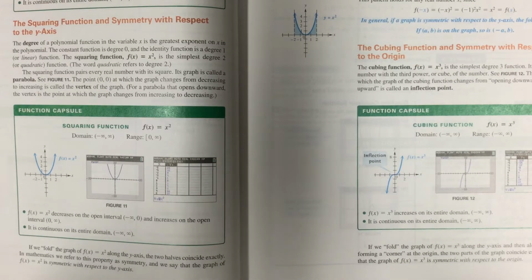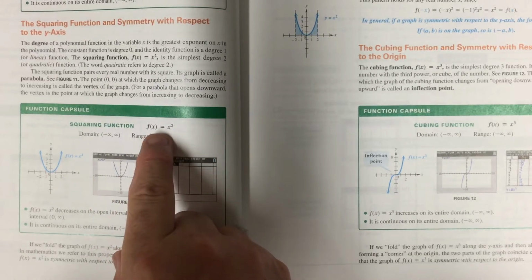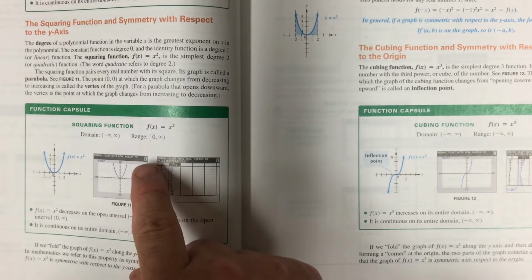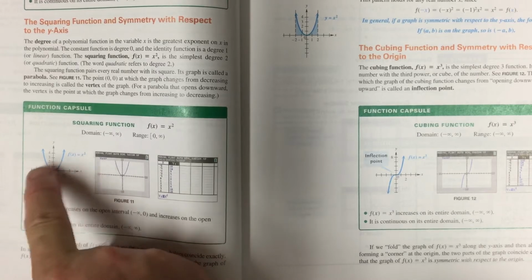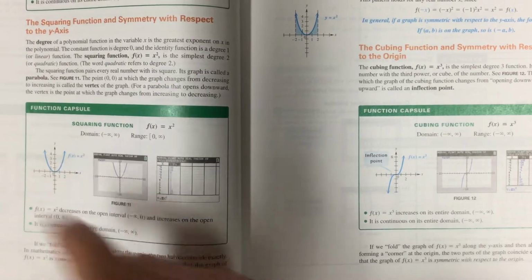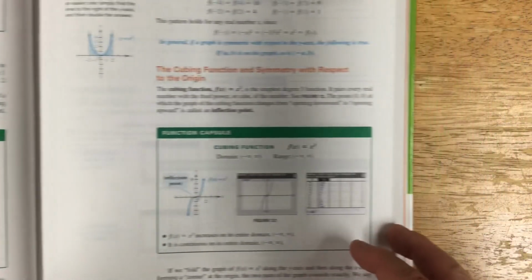Okay, so that's the squaring function, y equals x squared. This is the first one that we see symmetry with. So you need to know that this is symmetric with respect to the y-axis. You can fold this over either way, and this part of the curve will sit on top of this part of the curve. Well, a squaring function has an exponent of 2.